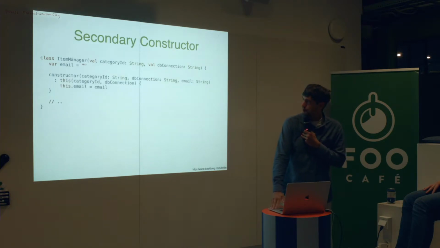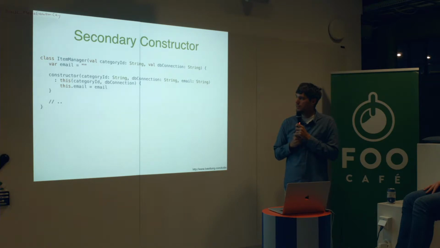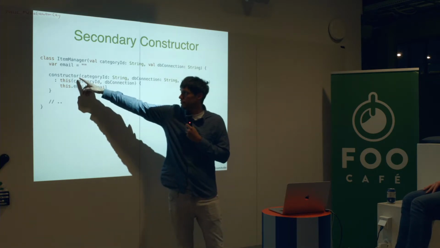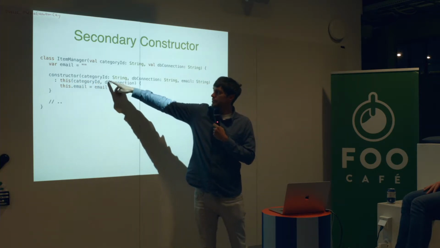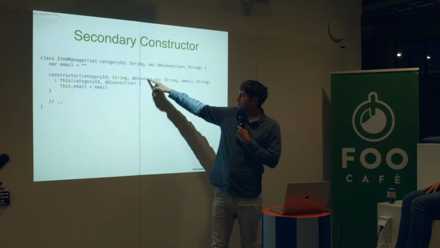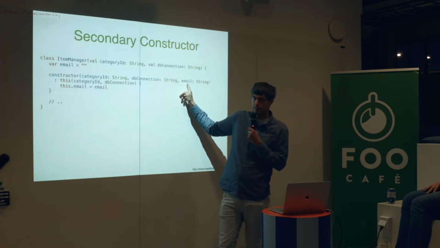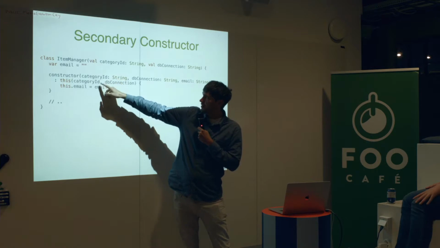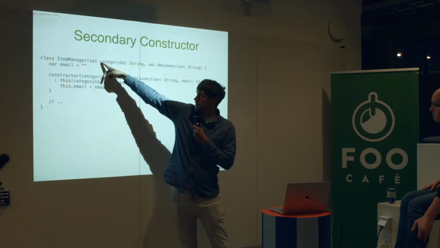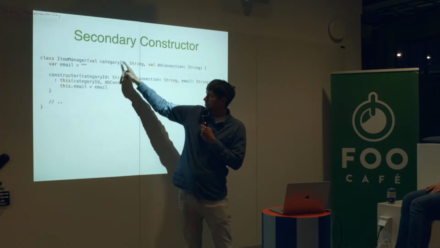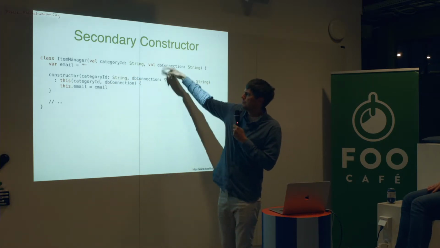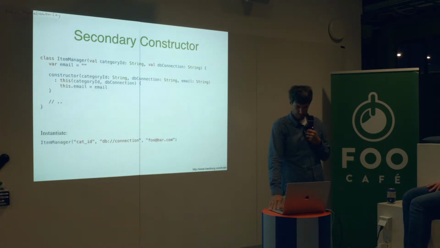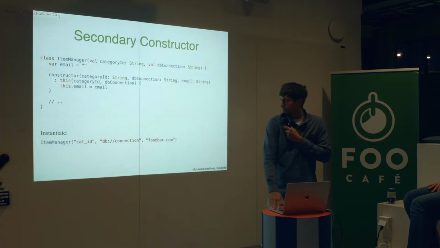And yeah, here's an example of a secondary constructor. If you have a second constructor, you use the constructor keyword, and this constructor takes the category ID and the DB connection, and then also email as an additional argument. And this is also nice because here the compiler can infer that this must be a val, because we're calling the primary constructor from the secondary constructor. Yeah, then we can instantiate it like this.